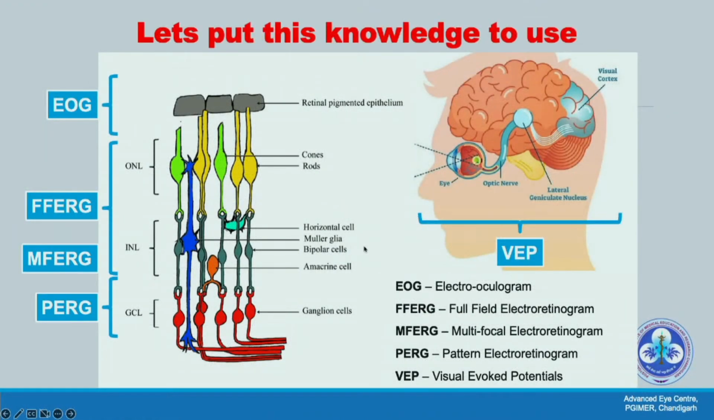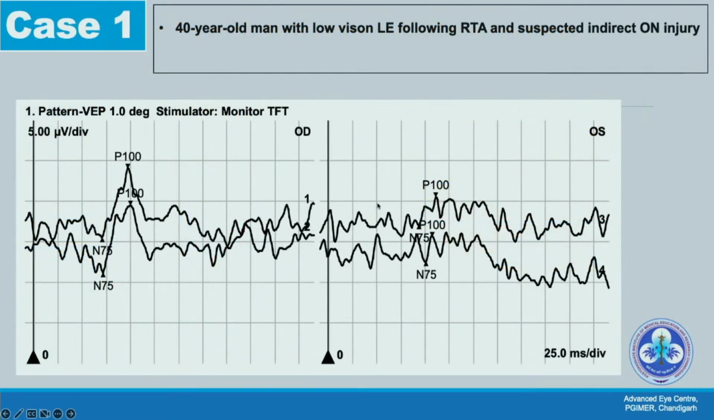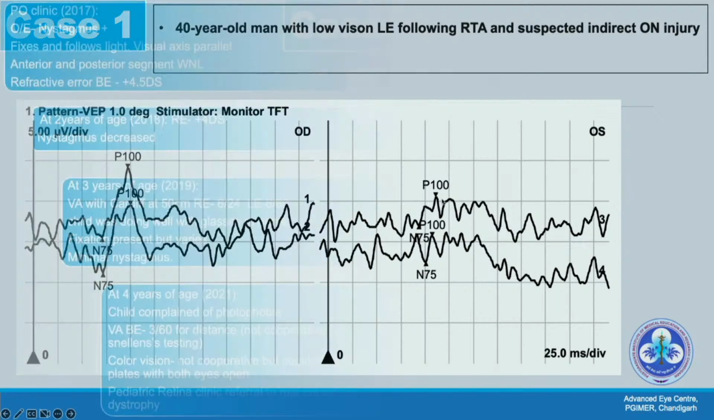So let's put this knowledge to use in a couple of case examples to see how this helps us. This is a very simple one. You see a 40-year-old man, low vision in the left eye following a road traffic accident, suspected indirect optic nerve injury. You have done your examination, the ocular part is normal. So this is very clear. You can see the normal N75 and P100 components in the right eye, and in the left eye both the amplitudes are reduced and also the N75 and P100 are delayed. That indicates optic nerve damage in that eye, so that is pretty diagnostic in this case.